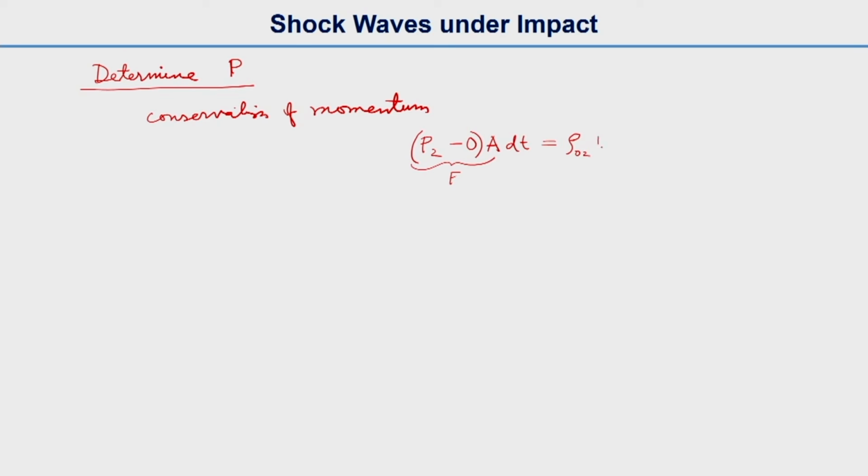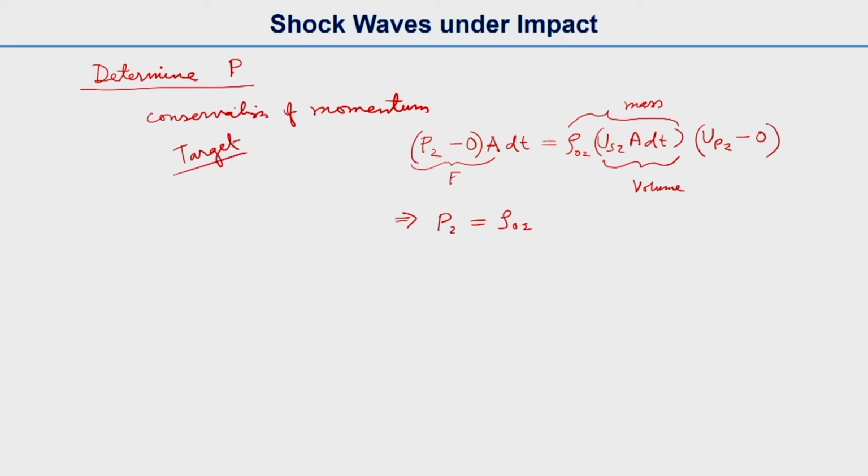times Us times A dt. This one is the volume, and including rho naught, this is the mass, multiplied by the change in the velocities of the particles. So, this is the mass of that compressed region. Ultimately we will get a relationship like P2 equal to, this is for the target material, P2 equal to rho naught 2, Us, UP2.